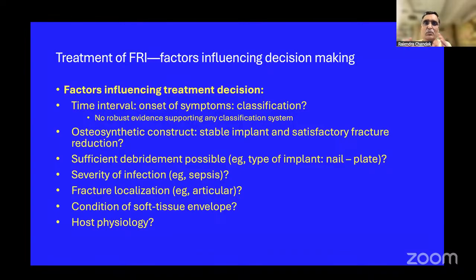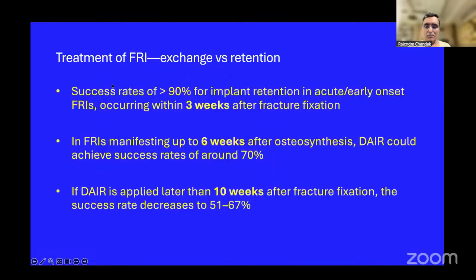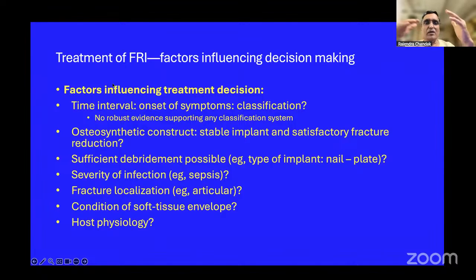What would be the factors which would make decision making difference? So that would be the time interval, as we discussed, that is most important. Then the osteosynthetic construct, whether it is a stable implant, previous nailing has been done to the satisfaction of surgeon, whether the fracture reduction is optimum or not, whether sufficient debridement is possible, whether severity of infection is a possibility where we can manage with DAIR procedure.